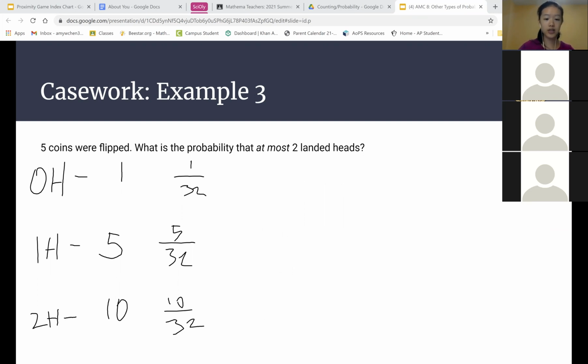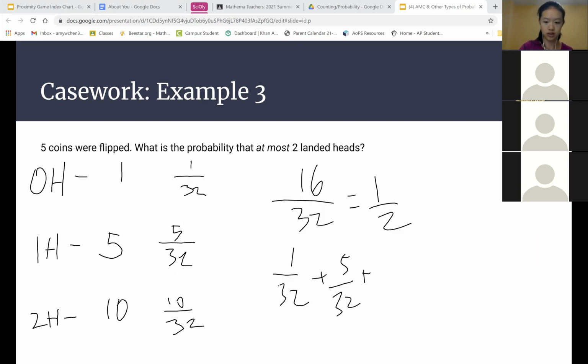So once you have these, you can add them up. 1 plus 5 plus 10 is 16. You can divide that over 32, and that gives you a probability of 1/2. If you add up the fractions, you get the same thing: 1 over 32 plus 5 over 32 plus 10 over 32 equals 16 over 32, which is 1/2. Everybody got that?